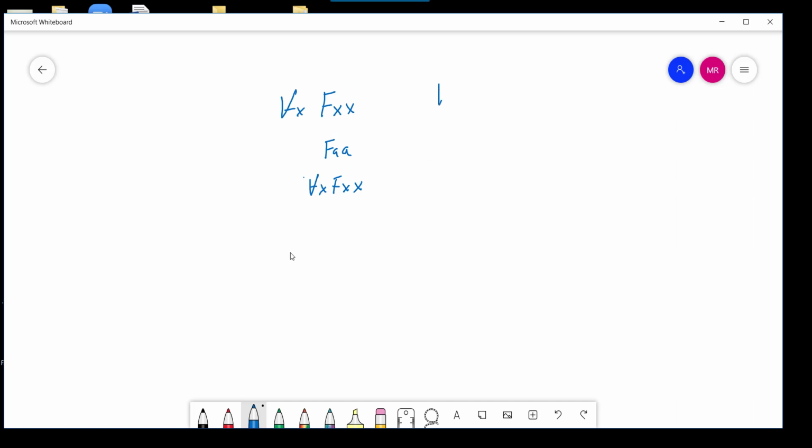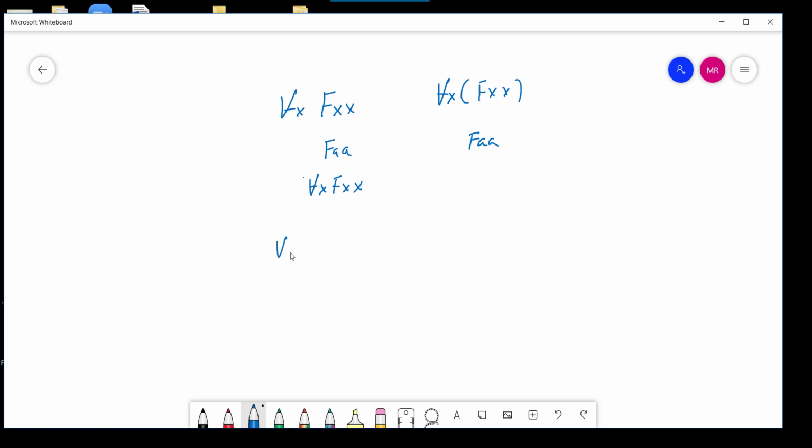Now, notice what if the question had been whether for all x, parentheses, Fxx is a woof. Then you'd start with Faa, and you would say, well, look, there's no rule that allows me to put parentheses around Faa, so it's not a woof.